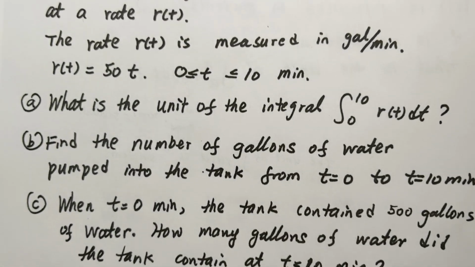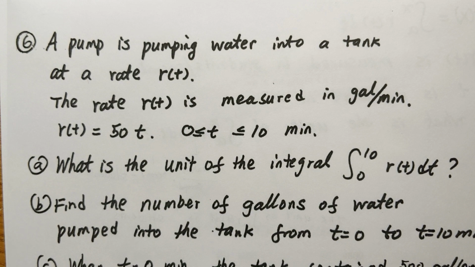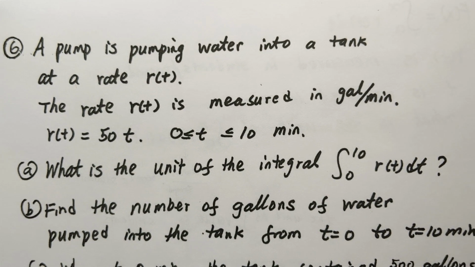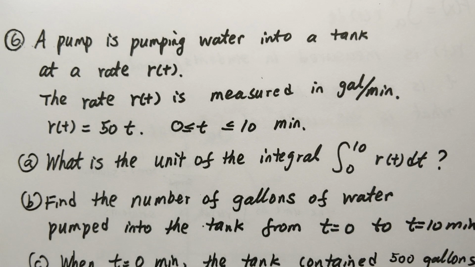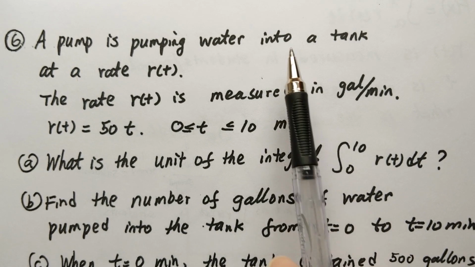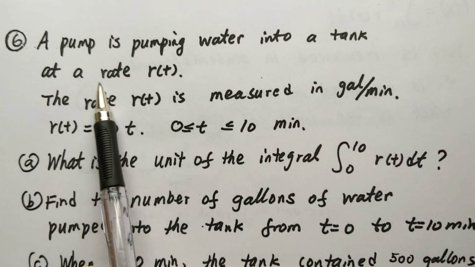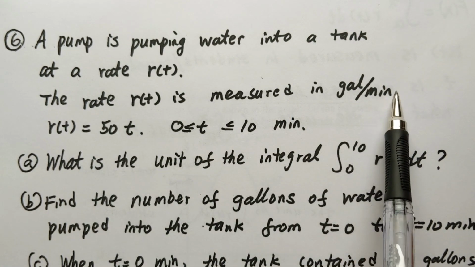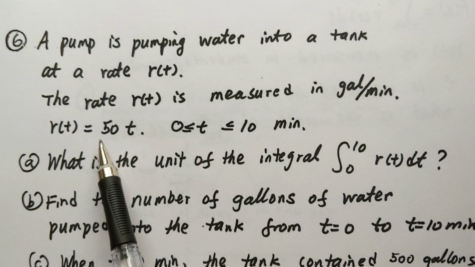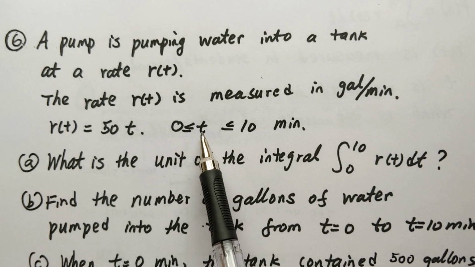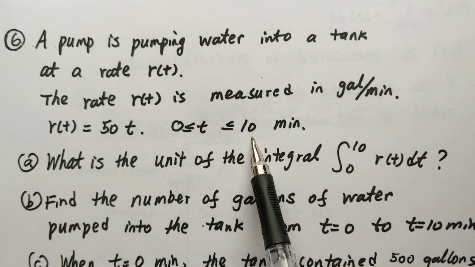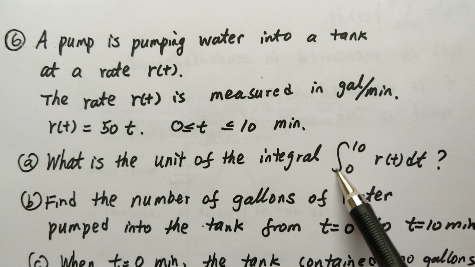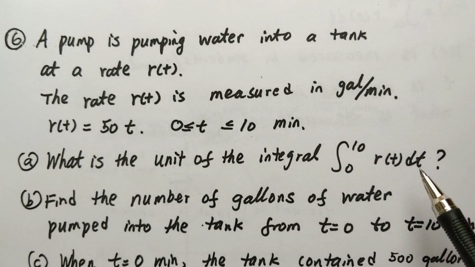Now let's take a look at question number 6. A pump is pumping water into a tank at a rate R of t. The rate R of t is measured in gallons per minute. R of t equals 50 times t, where t is between 0 and 10. What is the unit of the integral from 0 to 10 of R of t dt?